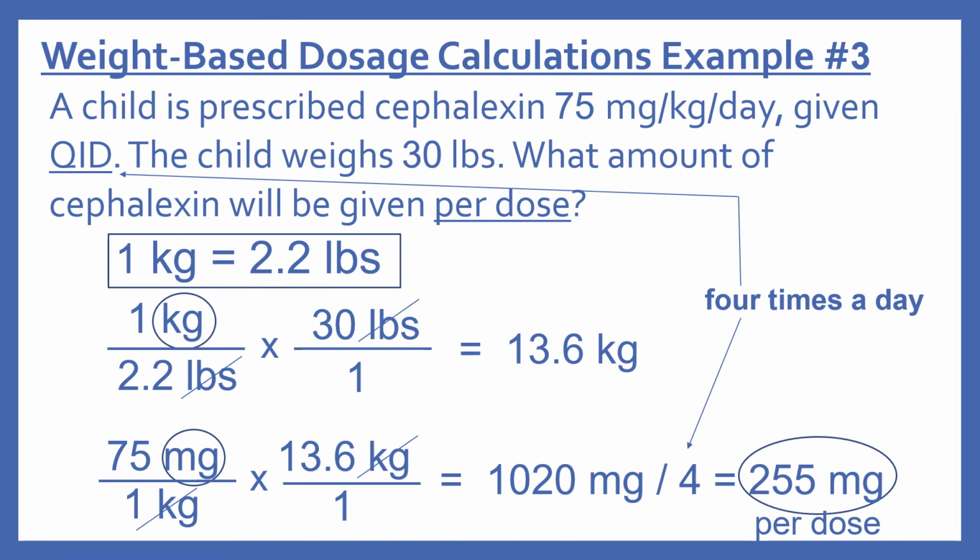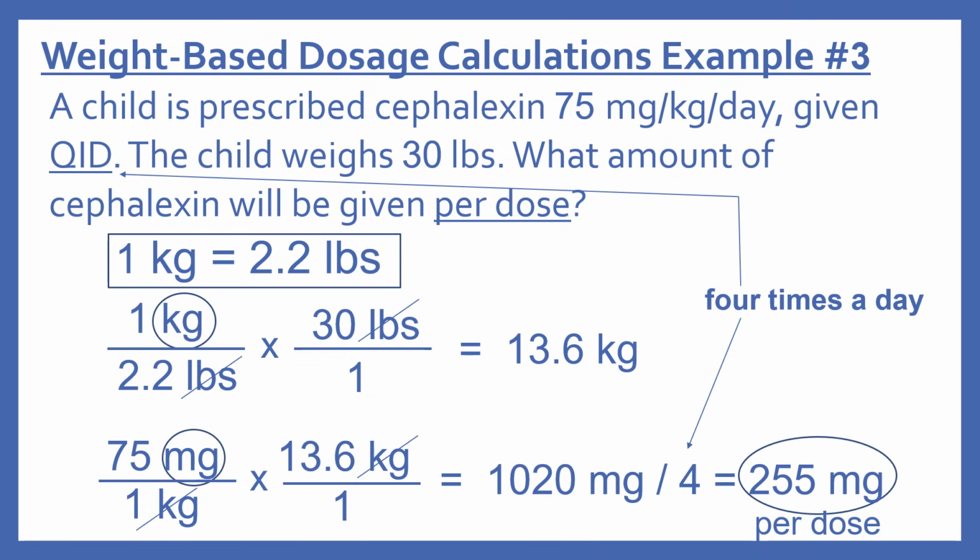So first we have to convert the child's weight into kilograms. So 1 kilogram per 2.2 pounds times 30 pounds. 30 divided by 2.2 is 13.6 kilograms. So now we have a dose of 75 milligrams per kilogram, and that's going to be per day. So 75 milligram per kilogram times 13.6 kilograms. We're left with milligrams on the top, kilogram on the top, a kilogram on the bottom, those cancel. 75 times 13.6 is 1,020 milligrams. So that is the total dose per day.